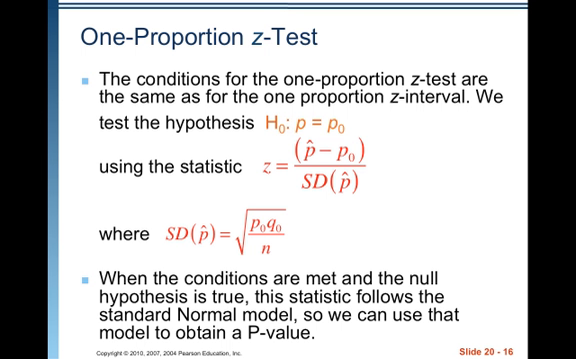We test the hypothesis H naught, P equals P naught. Okay, P naught is the hypothesized value. Earlier we talked about it might be 0.2. That would be the P naught for that situation. Using the statistic Z equals P hat minus P naught over the standard deviation of P hat, where the standard deviation of P hat is the square root of P naught times Q naught over N.